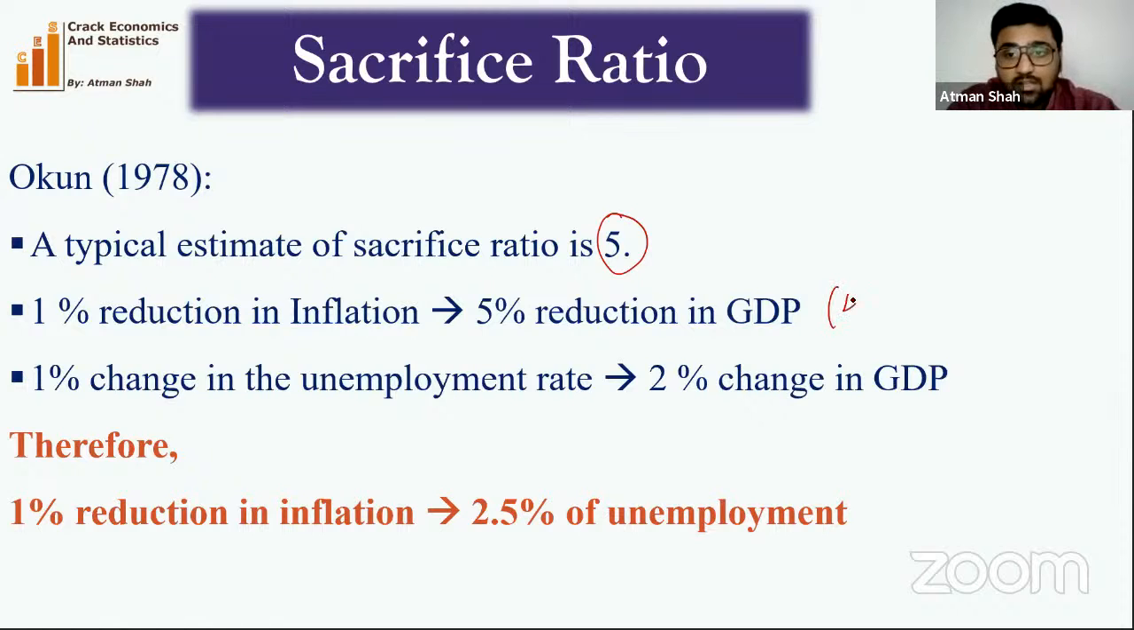So suppose policy makers reduce the inflation by 4%. Here if you see, if inflation rate reduces by 4%, they have to pay the price in terms of GDP, and GDP will be lost by 20 percentage points. If they reduce the unemployment by 1%, the GDP will increase by 2%. So that is the use of sacrifice ratio in the policy making.